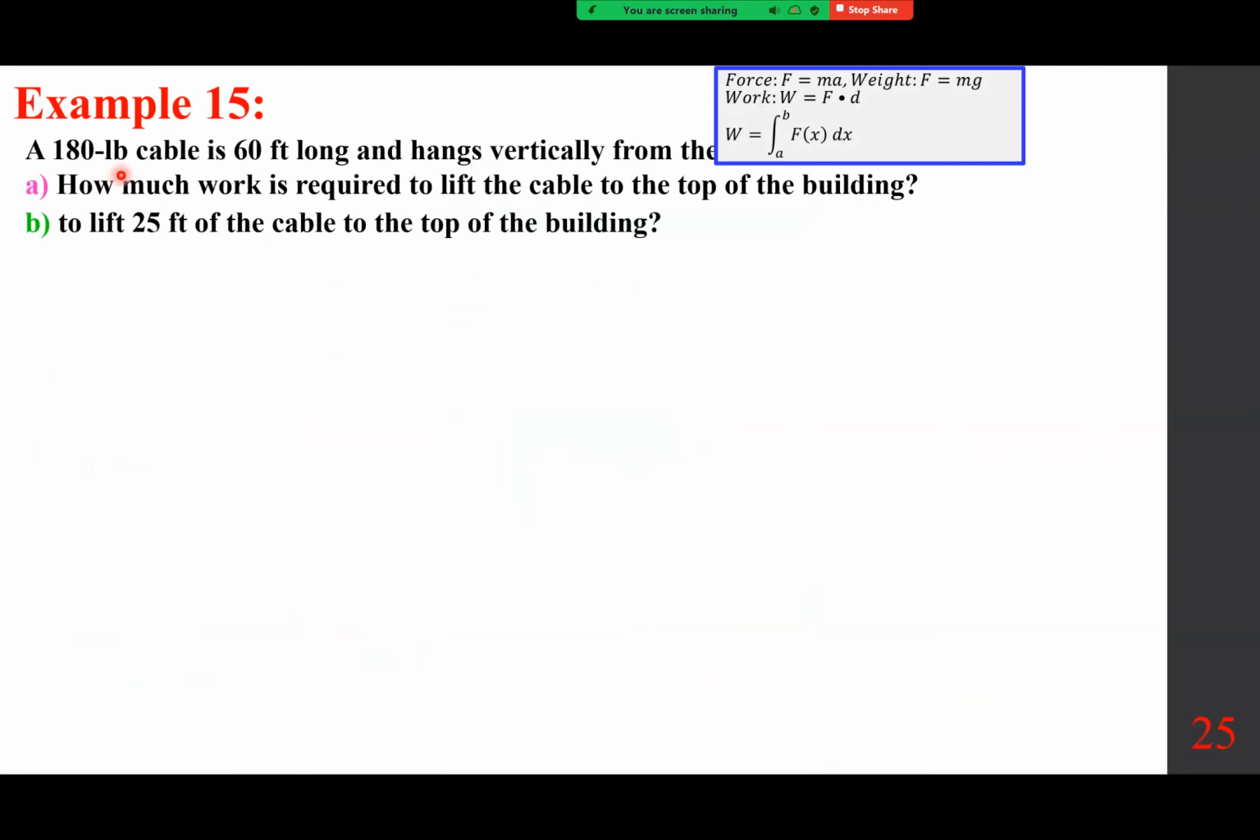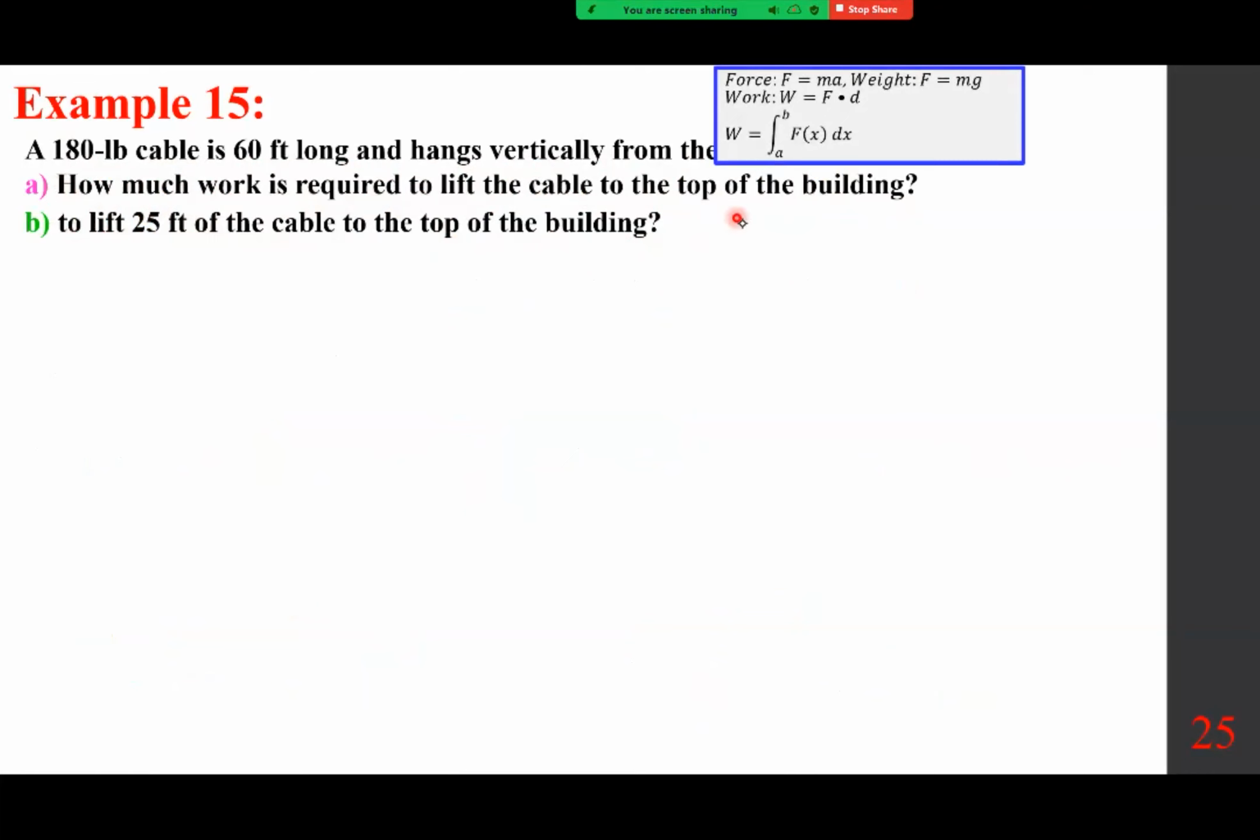A 180-pound cable is 60 feet long and hangs vertically from the top of a tall building. How much work is required to lift the cable to the top of the building? And part B: to lift 25 feet of the cable to the top of the building?